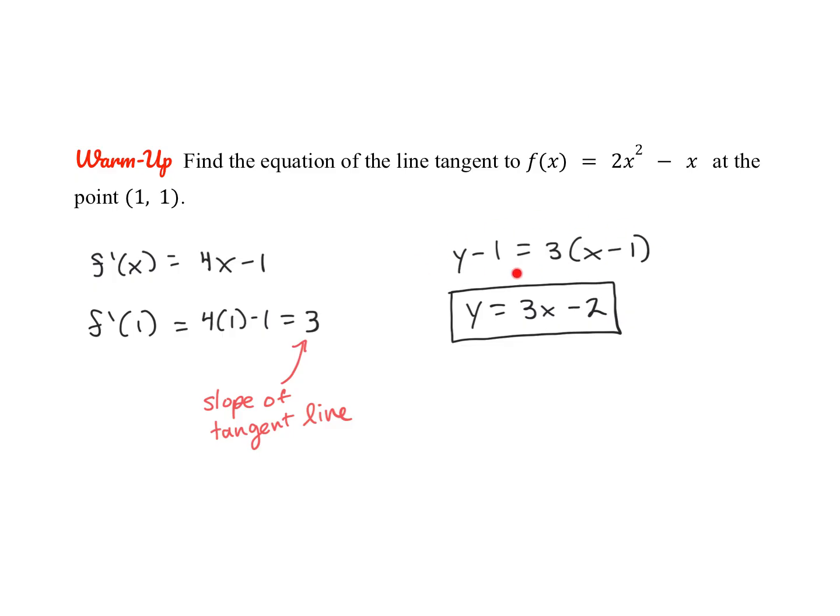Typically, I would say leaving it in point-slope form is fine, but today you'll notice that I wrote it in slope-intercept form because we're actually going to be using this function today. So today we're going to be finding linearization functions, which is really just a fancy way of naming a tangent line equation.